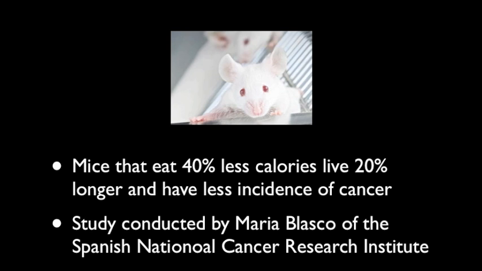A recent study has shown that mice that eat 40% less calories live 20% longer and have less incidence of cancer, possibly because of having to undergo mitosis slightly less and producing less possible aneuploid cells. This study was conducted by Maria Blasco of the Spanish National Cancer Research Institute.